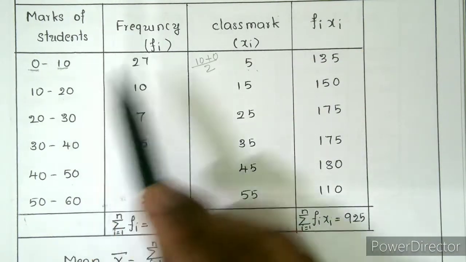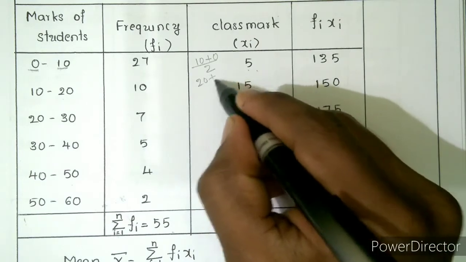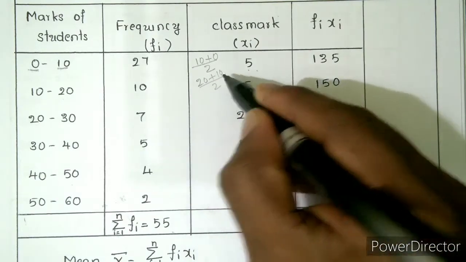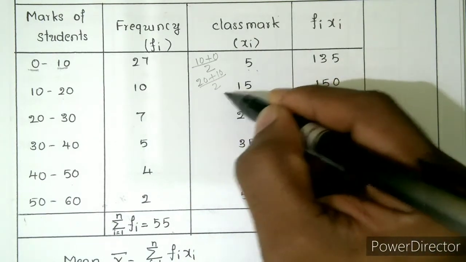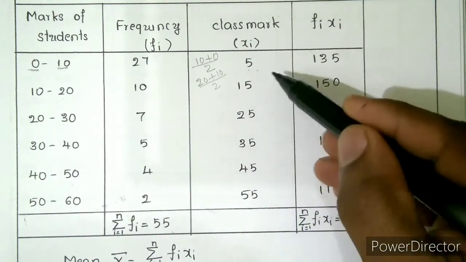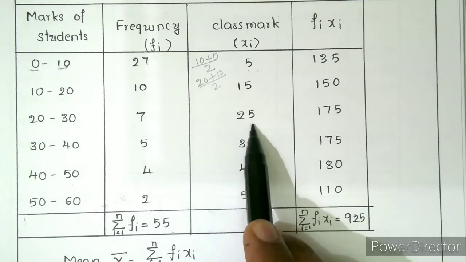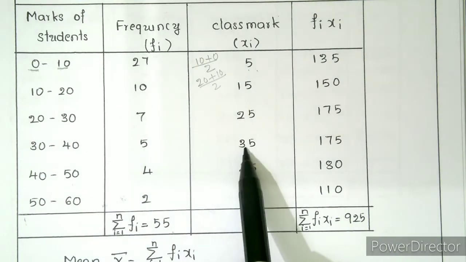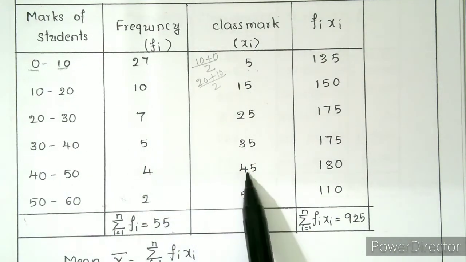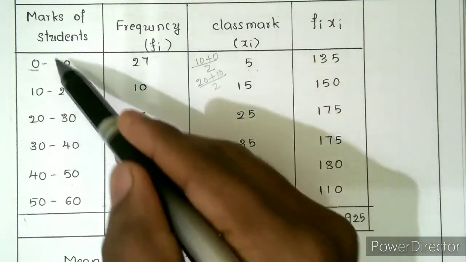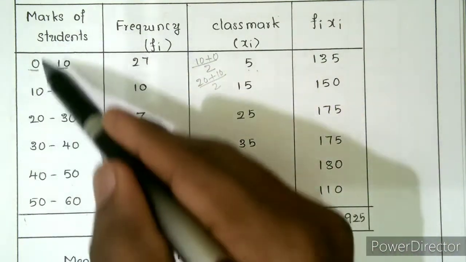Similarly, 20 plus 10 divided by 2, 20 plus 10 you get 30, 30 by 2 is 15. So like this, 5, 15. The middle point of 20 and 30 is 25, 30 and 40 is 35, 40 and 50 is 45, and 50 and 60 is 55. So this is the middle point of the marks of students or the class interval.